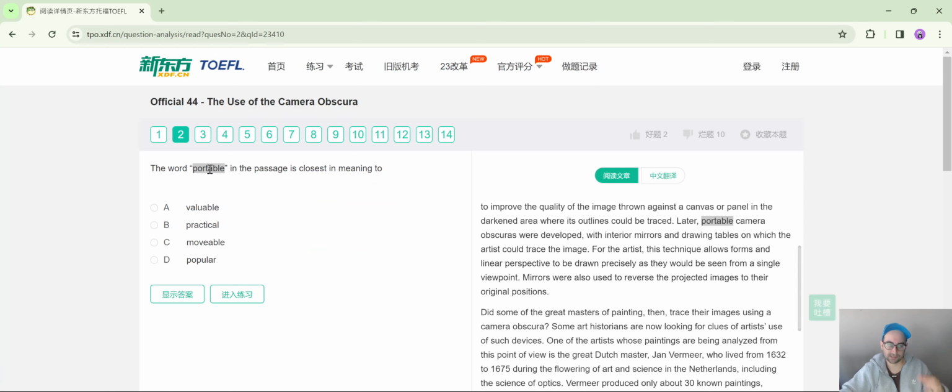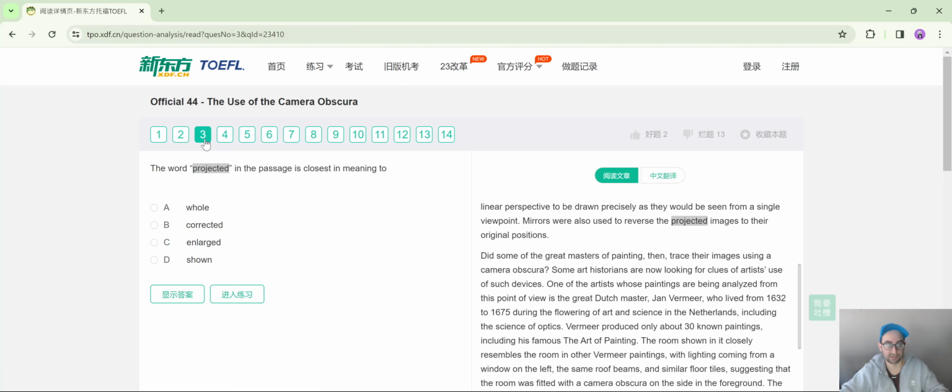So portable, I know this is when we can move something, right? Transport something, but just double check the sentence later. Portable camera, yeah. You could take it where you want. Obscuras were developed with interior. Okay. So, well, yeah, portable versions of these camera obscuras. Okay. So valuable, no. Has nothing to do with movement. Practical, that's more like useful, but that's not what portable means. Movable, yeah, that sounds right. And just check the last one. No, it has nothing to do with popularity. So C is the choice.